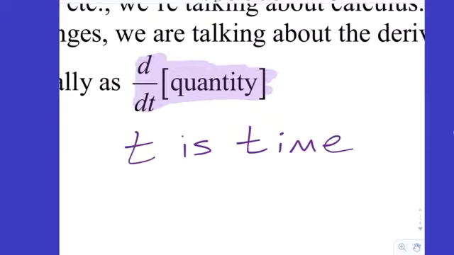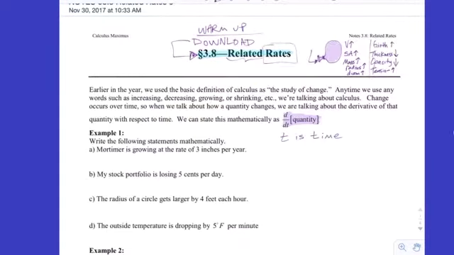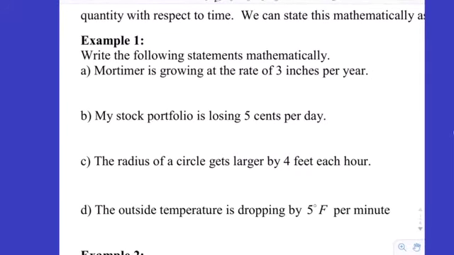So in a sense, these become more like physics examples, okay? How fast something changes with respect to time. So we're going to start off by interpreting an English sentence and writing it as a mathematical sentence, because that's the first key to unlocking related rate problems. You have to read it, know it's a related rate problem, and then you have to assign values to certain things, okay? So the first one is, in English, Mortimer is growing at a rate of 3 inches per year.